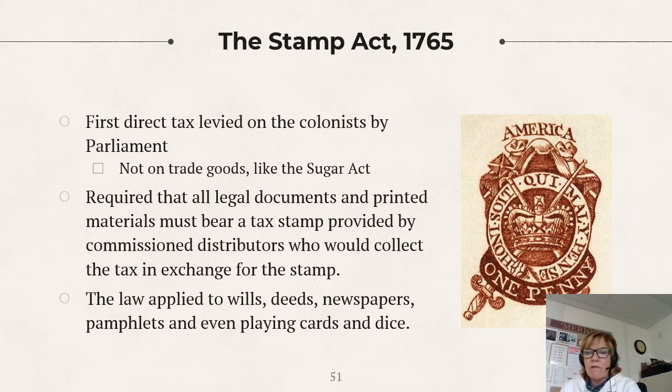And they're to pay for different things within their colony. But they were never taxed by Parliament. This is a direct tax by Parliament on anything that you used that was basically made of paper. It was on printed material, right? Then you had to go and get this stamp, so it was legal documents, playing cards, all sorts of different things. So this was a direct tax, and this was imposed by Parliament, not people they elected.